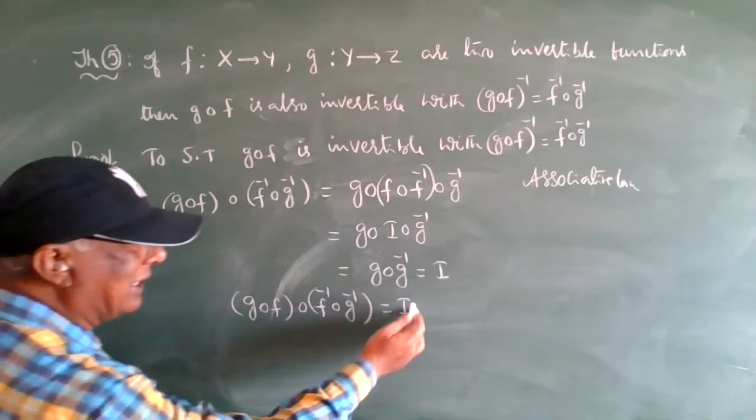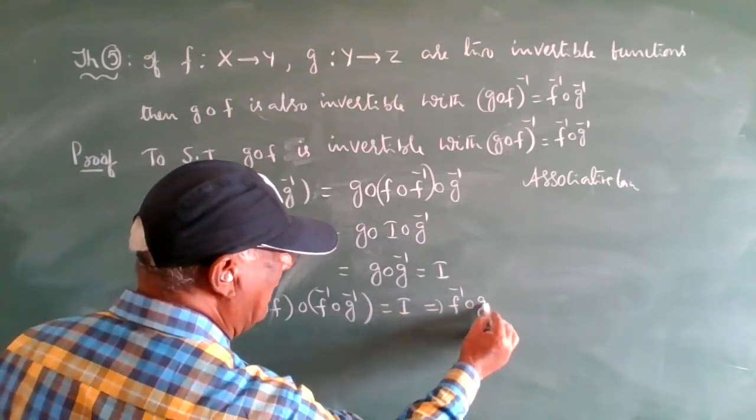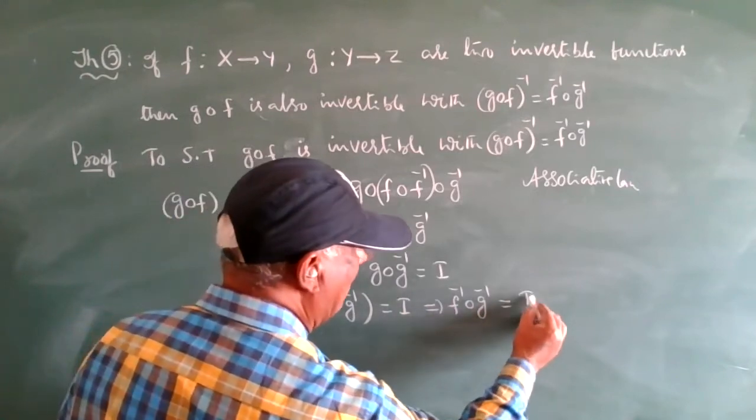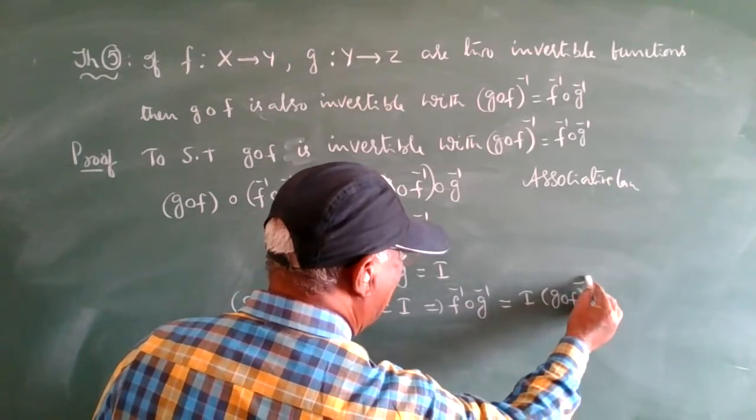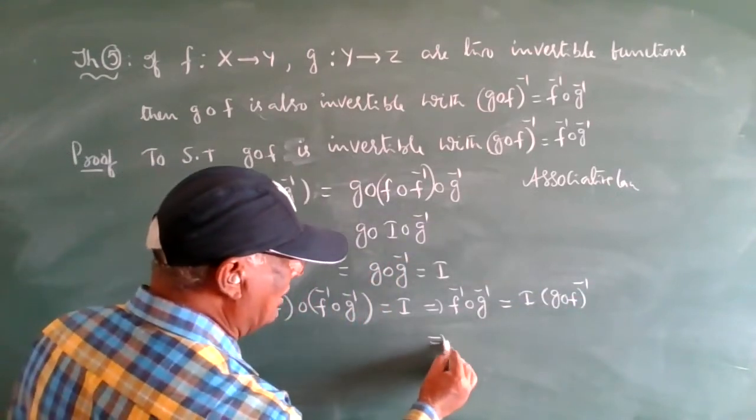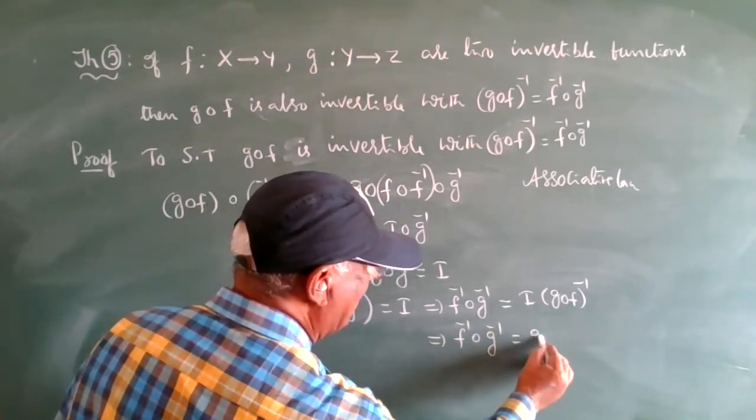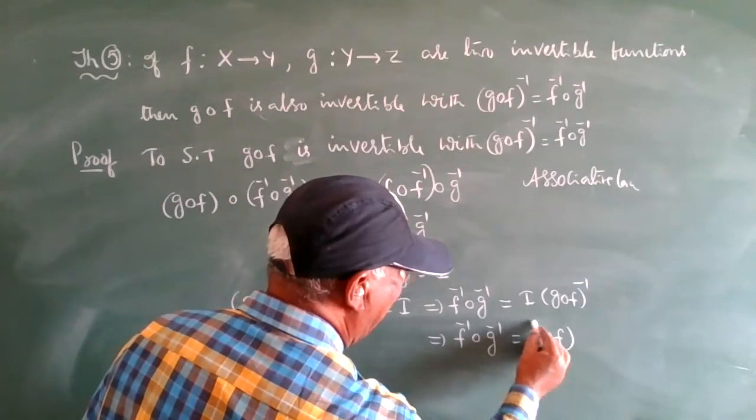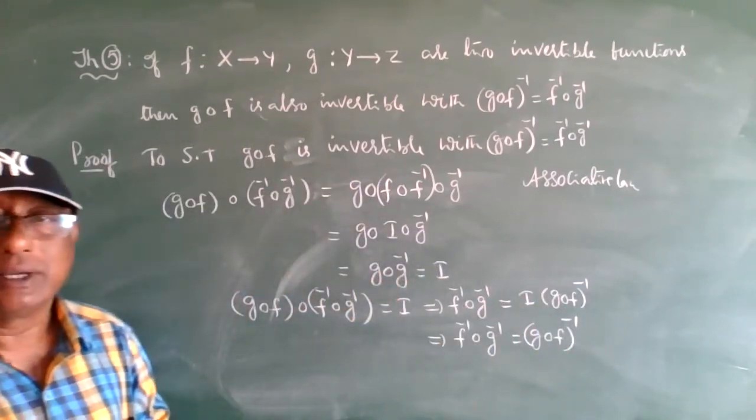Bring this term to the right side. F inverse circle G inverse is equal to I into (G circle F) whole inverse. Identity will give the same element. So F inverse circle G inverse is equal to (G circle F) whole inverse. That is the theorem. Okay?